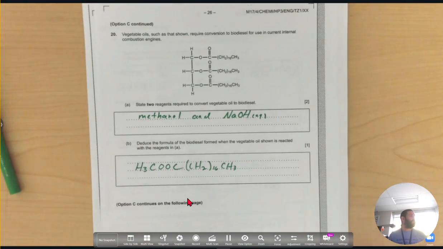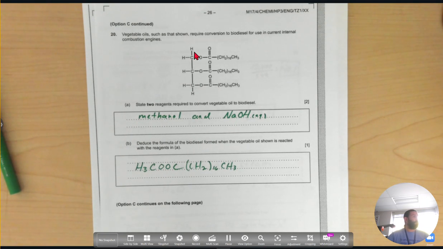All right, so now it's on to transesterification. It says vegetable oils require conversion to biodiesel for use in internal combustion engines. State 2 reagents required. So if you look in your notes, you'll see it's just methanol. You could use ethanol as well, and strong alkali. The example in the notes is sodium hydroxide. Deduce the formula of the biodiesel formed.